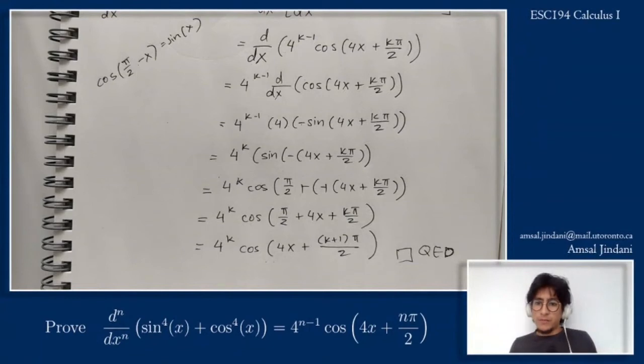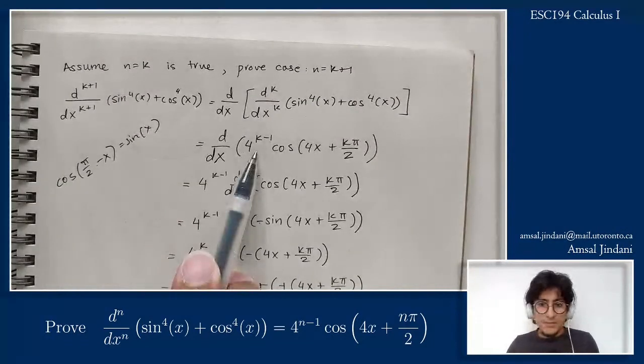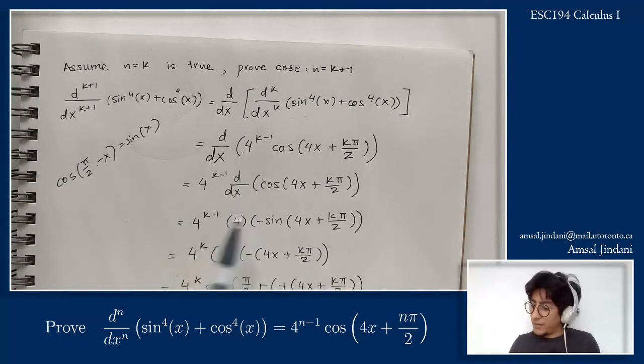Where did the negative 1 go in 4 to the power k minus 1? It's over here. Oh yeah, and it got multiplied by this 4 over here. So it became 4 to the k.